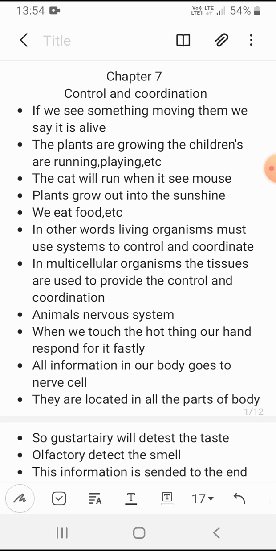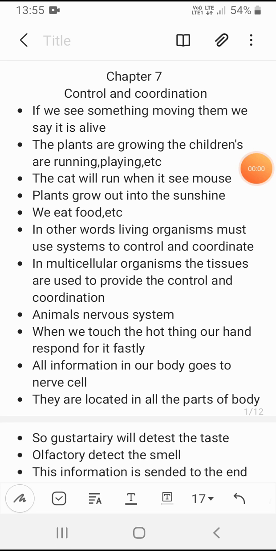So okay friends, I think you understand hormones, and you have understood about the brain, and about tropism, the response to stimulus, how the plant responds to stimulus, and the neurons. I think you have understood all the topics of this chapter.